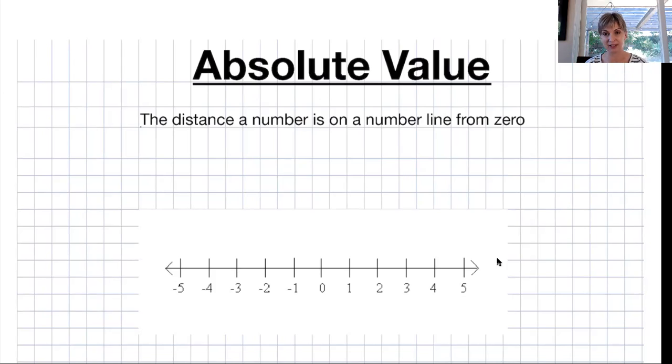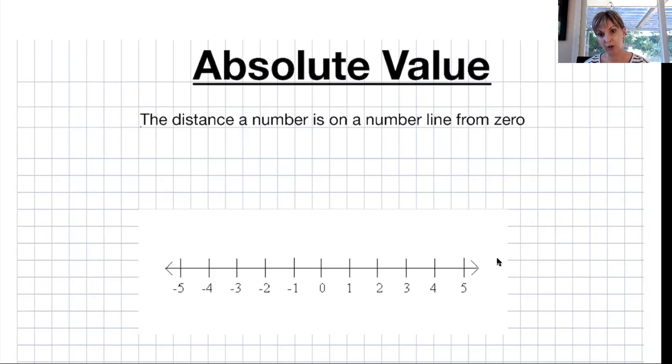If I say the distance on a number line, there's no way that I can say something is -2 away from zero, right? It doesn't make any sense. Nothing is ever negative away from something else. So that's the concept we have in our heads when we're thinking about absolute value: the distance something is away from zero.